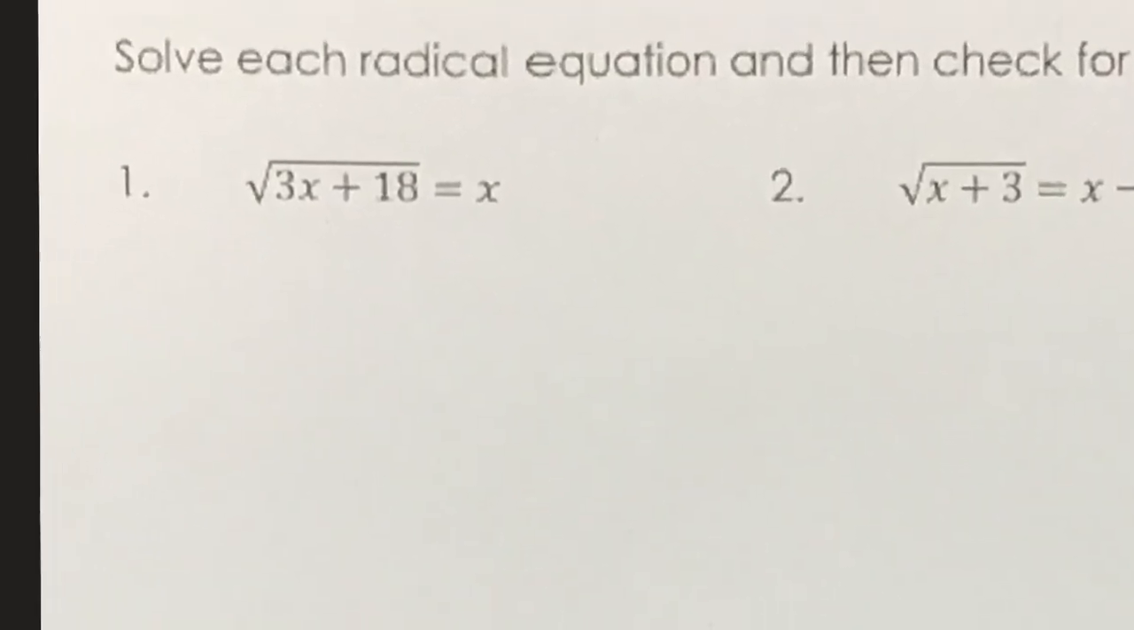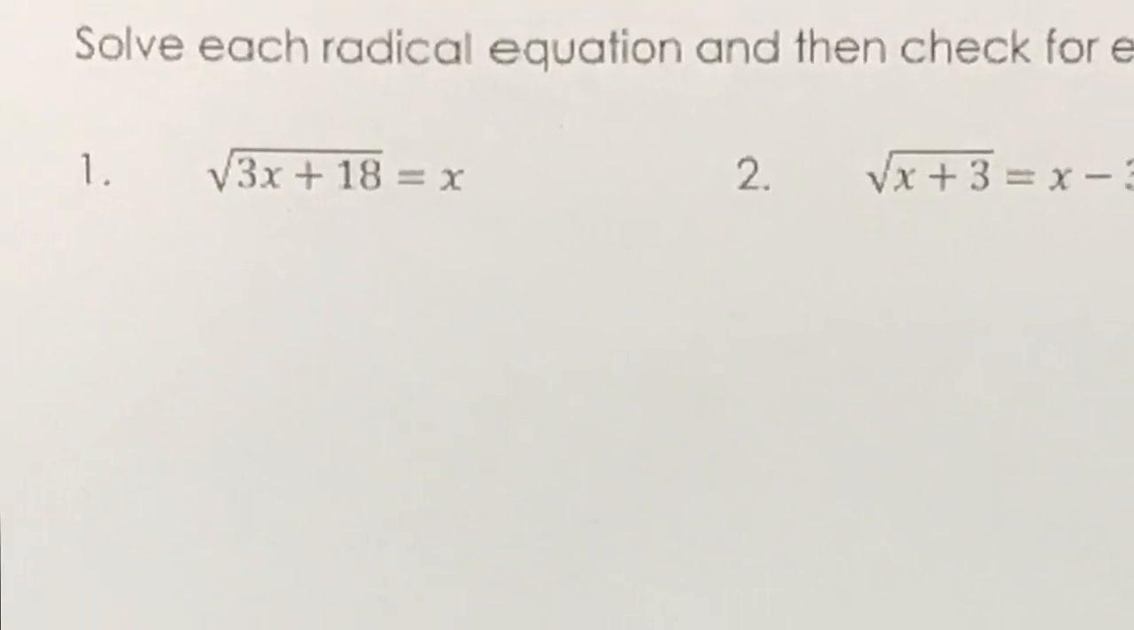So how do we get rid of a radical? Well, we do that by squaring both sides.